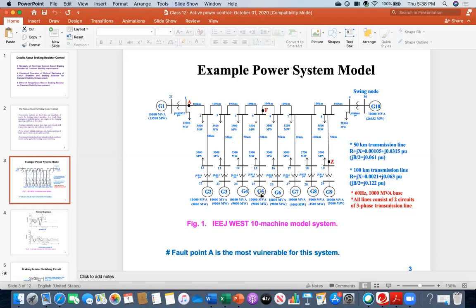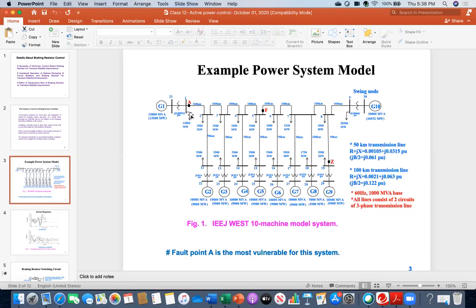Just keep in mind that every power system has a certain point among the entire set of buses where, if the fault happens at that location, it is the most dangerous. Therefore, for this system, this is the most dangerous.